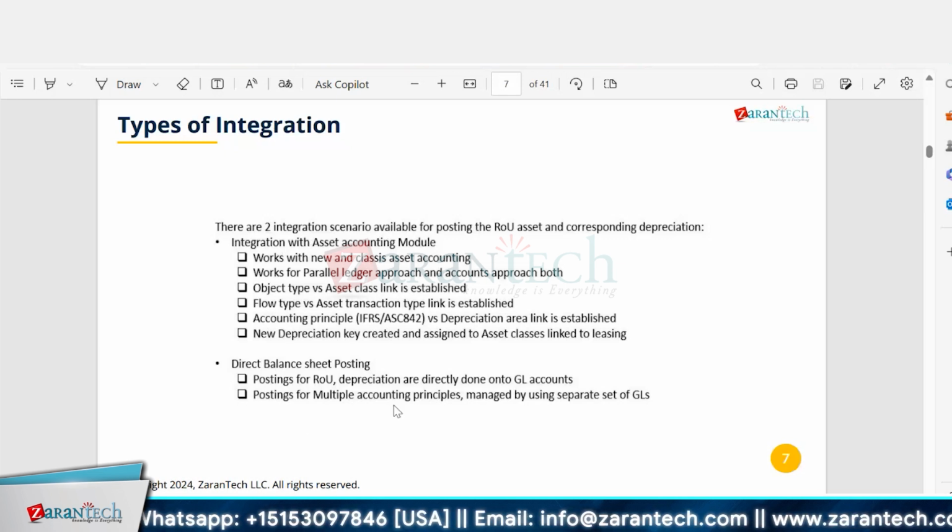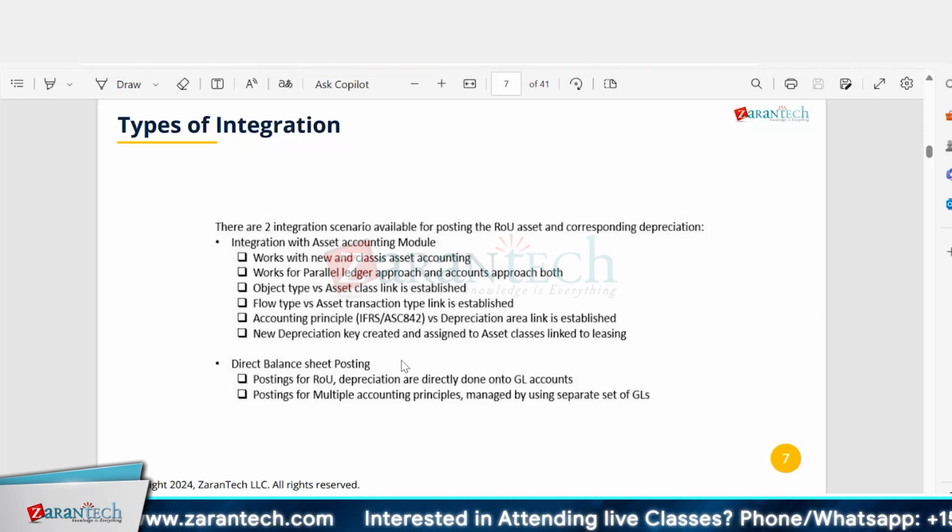And second thing is we need not have to create any asset. We just have to link the GL to the contract type and valuation rule. And rather than creating an asset, the system will directly post the entry to the GLs. So that is also one of the facilities we have.